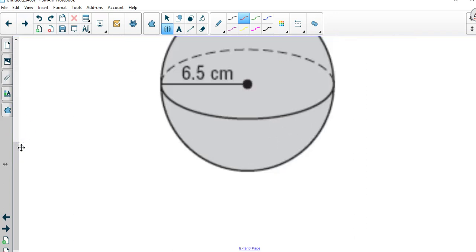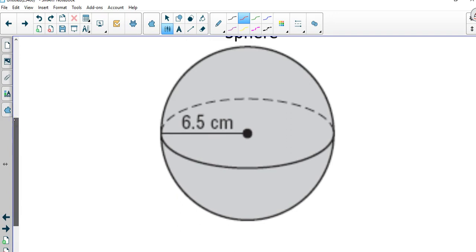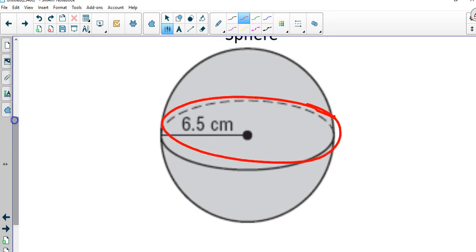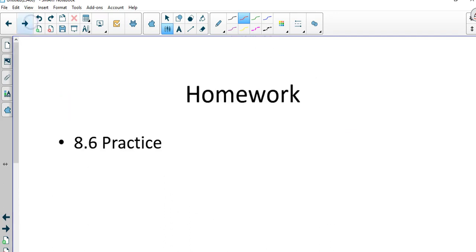Okay, sphere. This one's pretty easy, because if you cut this way, straight through, you're going to get a circle. And if you cut this way, you're going to get a circle, because it's a circle all the way around. And that's it.